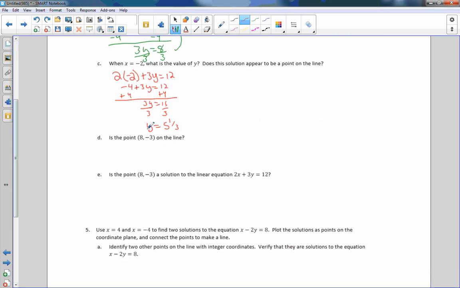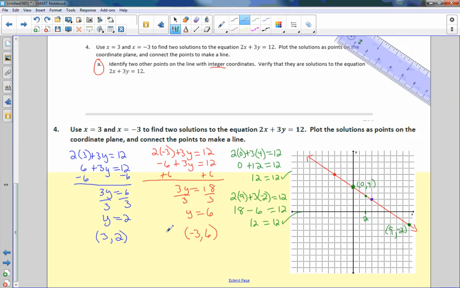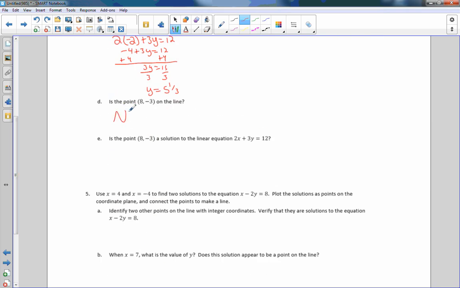B, is the point (8, -3) on the line? So I'll go back to my graph. This is 9 here, so this is 8, negative 1, negative 2, (8, -3) is here. So is the point (8, -3) on the line? And the answer is no. And is it a solution? Well, now we should know it's not a solution because it's not on the line.